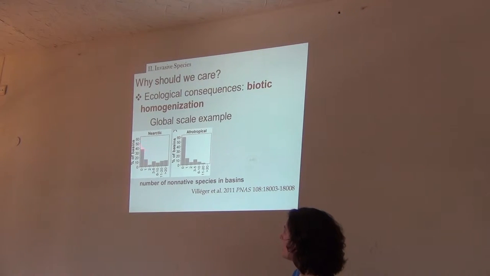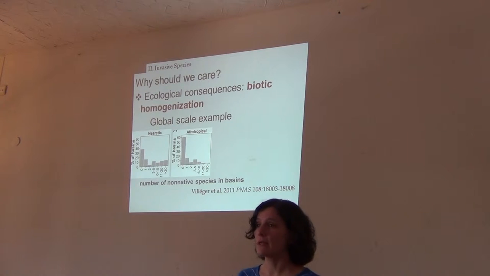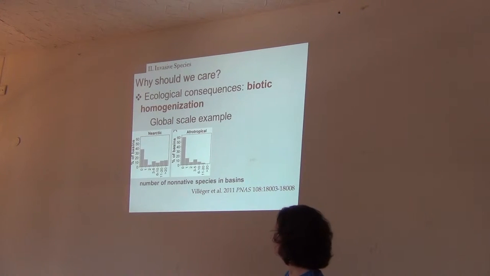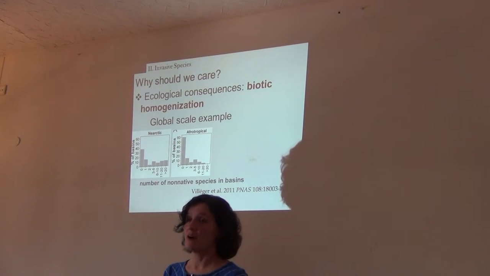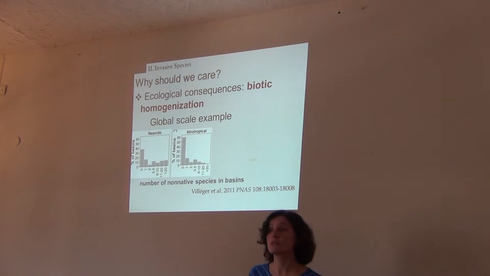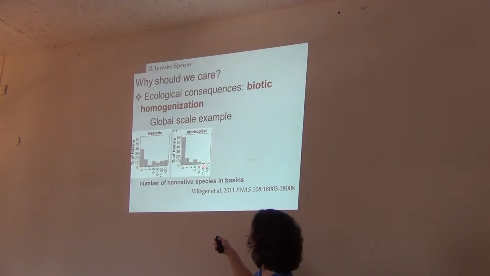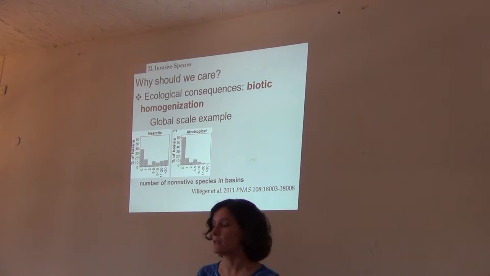So we see that in the Nearctic region, this is no introduced species, and this is up to 20 introduced species. So as we see the bars getting higher in this area, it means that there are a lot of basins, percent-wise, that have many species introduced. So if we compare the Nearctic with the Afrotropical region, what we see is that about 60% of the basins have not had any introductions, which is good news. But then we have a few basins that have 6 to 10 and 11 to 20 introductions happening.